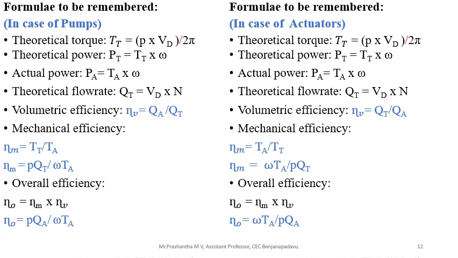Next is one more formula for mechanical efficiency. Here P Q_T dividing by omega T_A, means pressure into theoretical flow rate dividing by angular velocity into actual torque. In case of actuators, mechanical efficiency equal to angular velocity into actual torque divided by pressure into theoretical discharge. So numerator and denominator here is reciprocated.